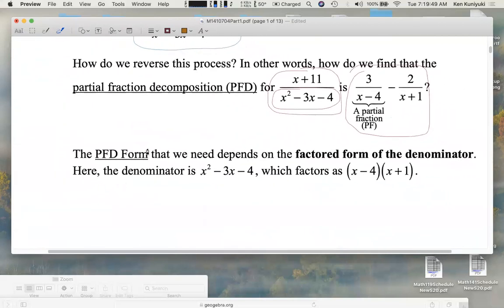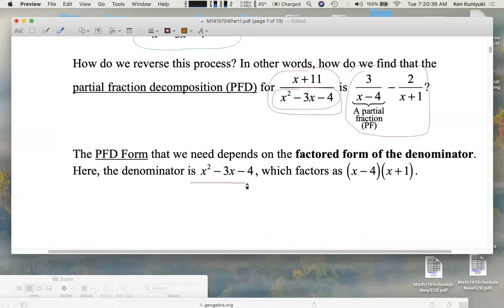So again, the PFD form. How do we reverse this process? What we're talking about here is called a PFD, not PDF, like a file on a computer, but PFD, partial fraction decomposition. The PFD for this uglier fraction is this over here. We're decomposing this, breaking this up into a sum and or difference of these nicer partial fractions. The PFD form that we need will depend on the factored form of the denominator. So I know that once I factor this guy, I'm going to need a number over x minus 4 plus or minus a number over x plus 1.